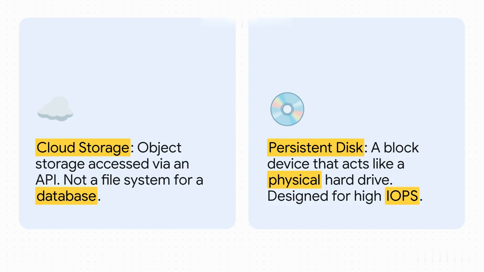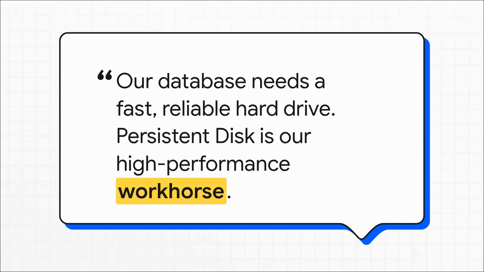It provides the high IOPS, that's input-output operations per second, that a busy database absolutely craves. And this just proves the point, right? It's all about the right tool for the job. For serving web files, persistent disk was a terrible choice. But for running a high-performance database, it's our workhorse. It's the perfect choice to get the raw speed that we need.